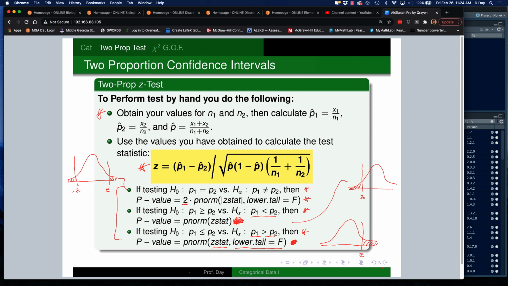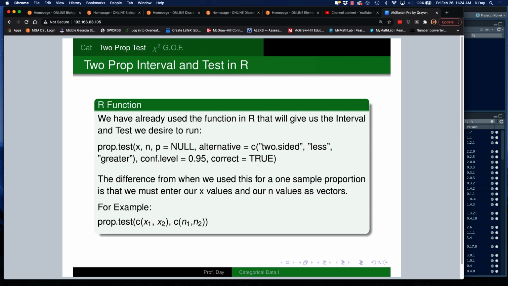All right, again, I'm not going to make you guys do this one by hand. We're going to let R do the work for us on that. Like we've seen before for the R function that works for us, for the 2-prop interval, we're going to use the prop.test function in R. We've already used it before for a one sample proportion that we were looking at. Now we're going to look at it for two.